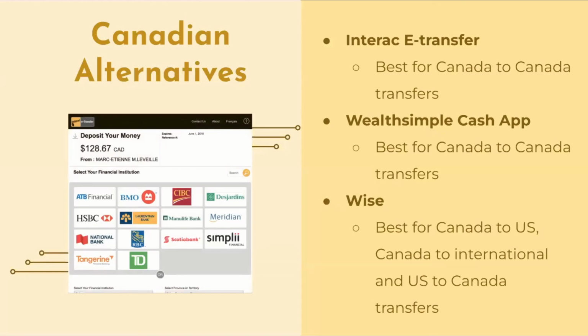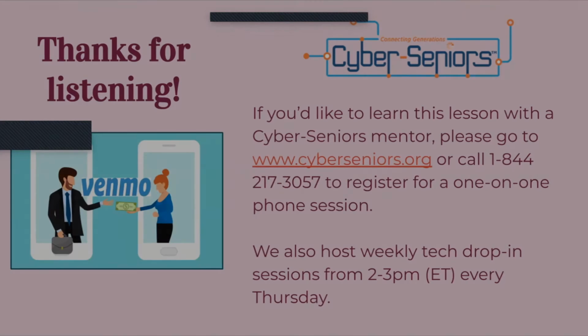All right, so we talked about Venmo, and it's only available in the US, and we know that there are a lot of Canadians over here in our webinar today. So we're going to go over some alternatives. One of them is Interac e-transfer, which is best for Canada to Canada transfers, and we have a little graphic of what it looks like on the left side. Another app is Wealthsimple Cash, which is also best for Canada to Canada transfers. And a third one is Wise, which is best for Canada to US, Canada to international, and US to Canada transfers.